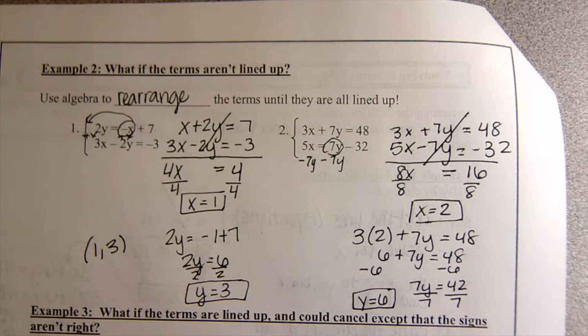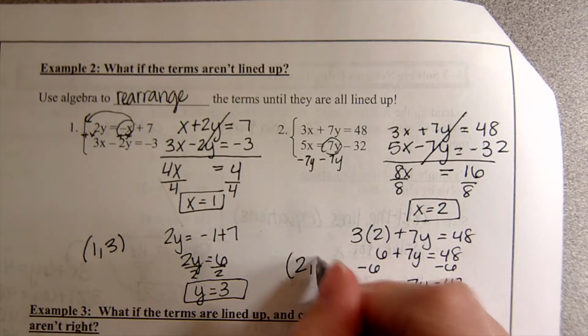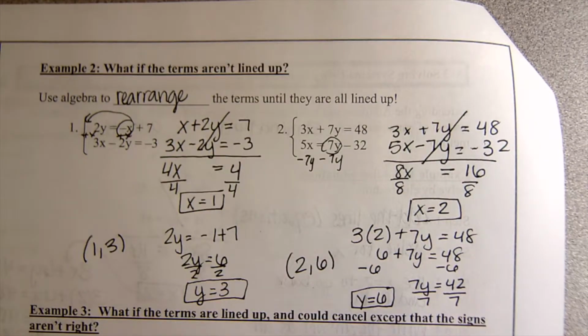And what's the ordered pair here? 2, 6. Alright.